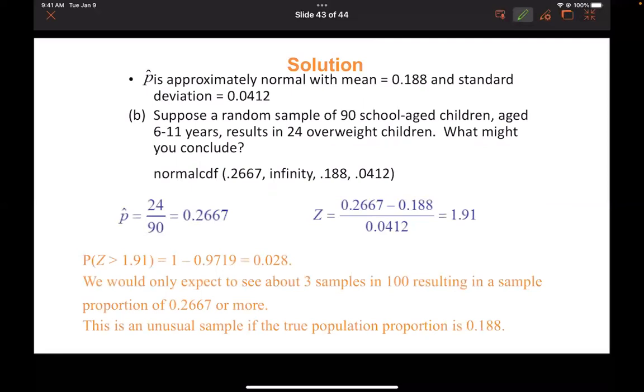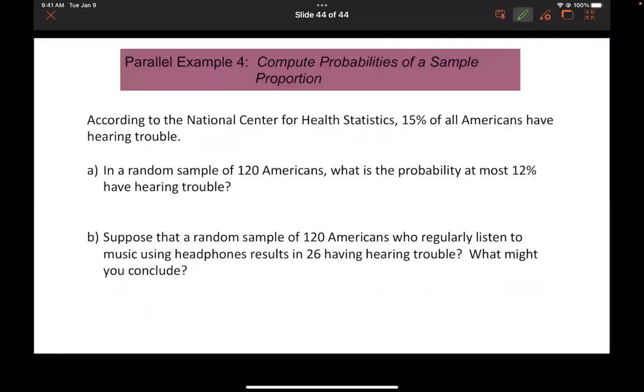Okay. This is my last slide. I would like you to try this one. I'm going to give you a few minutes. I would like you to try this one on your own. Go ahead and find your mean and your standard deviation of the first ones and use your normal CDF, and then find your new P hat and find that probability, even if you don't conclude anything.